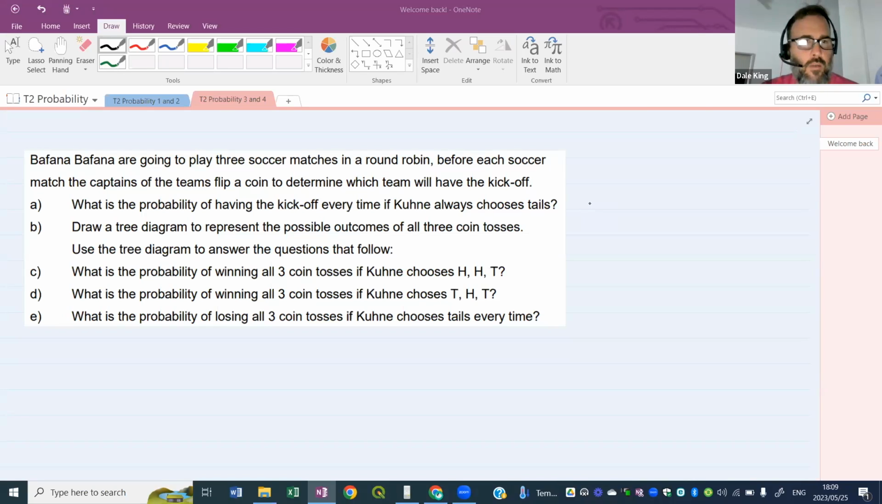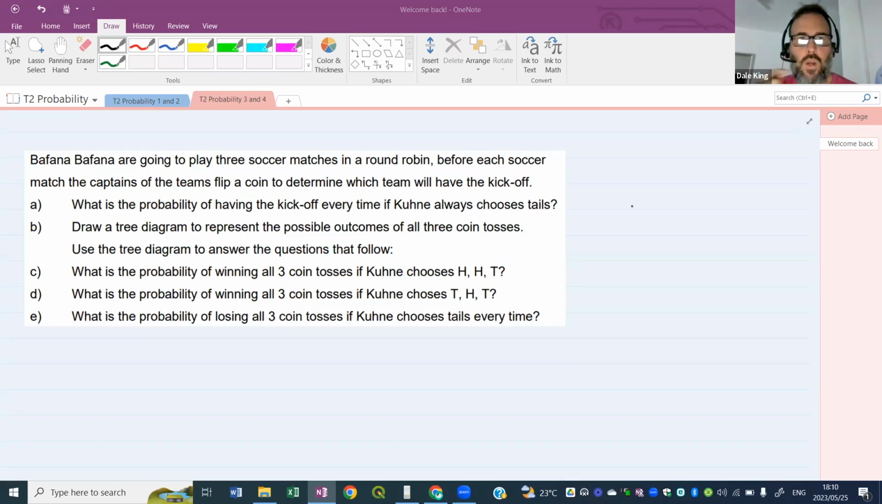Question B says, draw a tree diagram to represent the possible outcomes of all 3 coin tosses, and then use a tree diagram to answer the questions that follow. Well, we're going to use a tree diagram to come back to A. Let's get the diagram out first, and then we can answer, like we learned on Tuesday, any question we want. Now, you guys are going to do it, and then I'm going to do it, and we're going to compare what we have, and then we'll start answering questions from there. So please go ahead and start to draw a tree diagram for 3 coin tosses, one after the other.